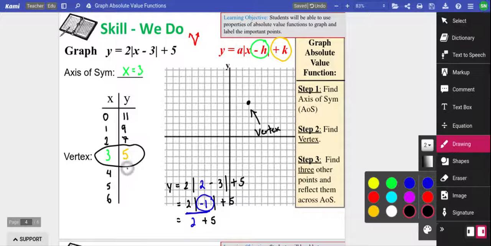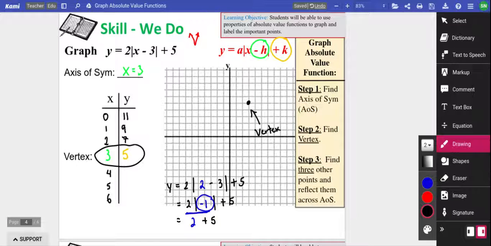You are welcome to do it for the other numbers as well, or you can just reflect the points. Let me start by graphing the top 3. We have 0, 11 goes off the graph, 1, 9 right here, 2, 7 would be right there. So we have half of the graph.